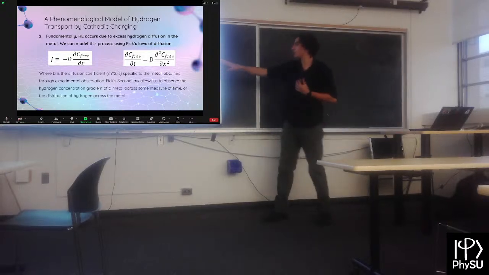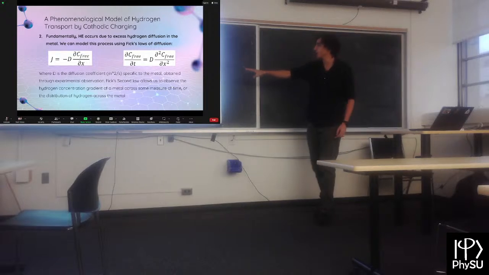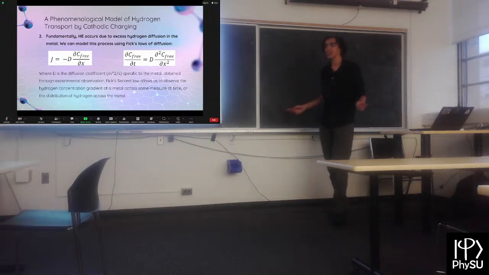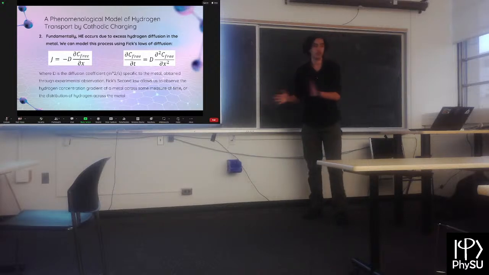We are essentially updating the free hydrogen concentration across some measure of time according to this diffusion coefficient. And we're essentially observing the hydrogen concentration gradient of the metal. So we're seeing the distribution of hydrogen throughout the metal.